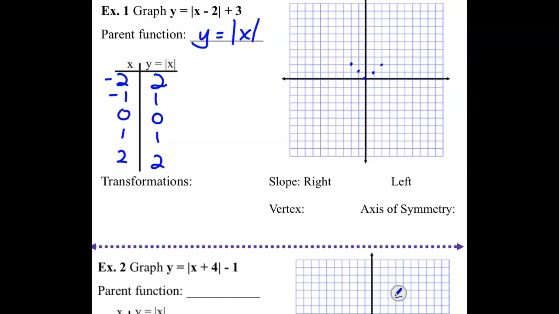What transformations have we done to it? What is this going to do? Right 2. So we've translated it right 2. And what else? So every one of our points we could shift right 2, up 3. Go ahead and do that. All right, so I'm going to start with the first one, the farthest one on the right here. Right 2 and up 3 puts it there. Every point you're going to move right 2 and up 3.